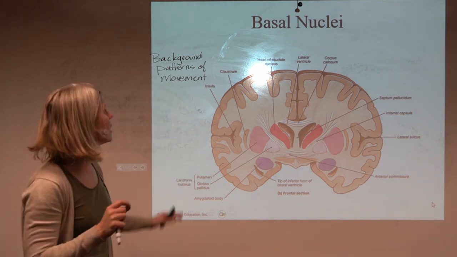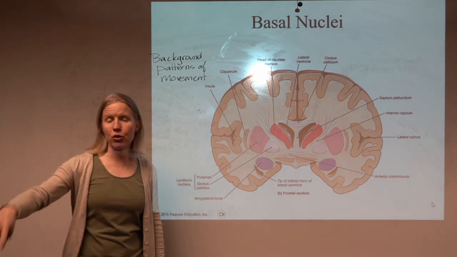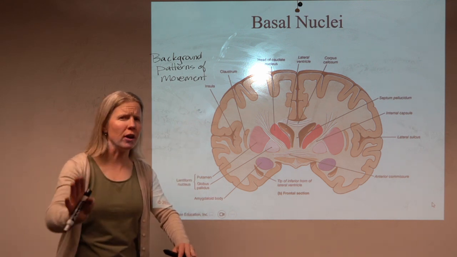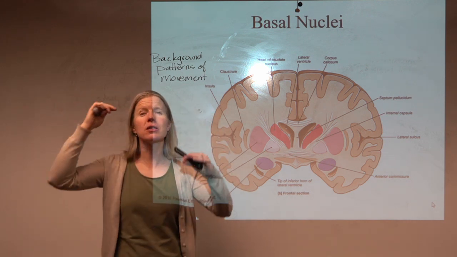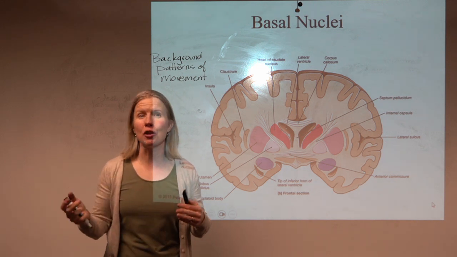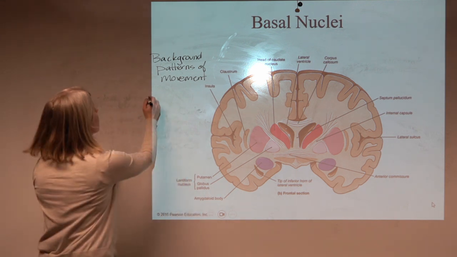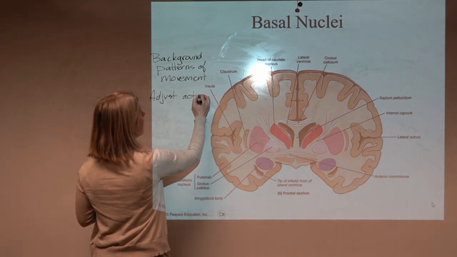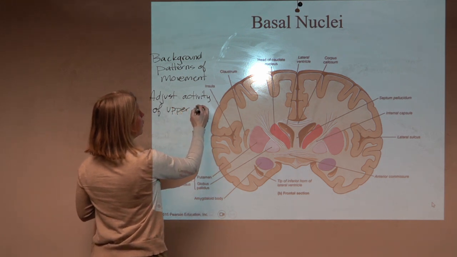So what we're going to see here is that these neurons do not have direct control over the lower motor neurons. They're not going to tell the lower motor neurons, no, you're doing it wrong. What they do is they give feedback to those upper motor neurons that we saw embedded in the cortex and try to influence those upper motor neurons. So we'll just say they adjust the activity of upper motor neurons.